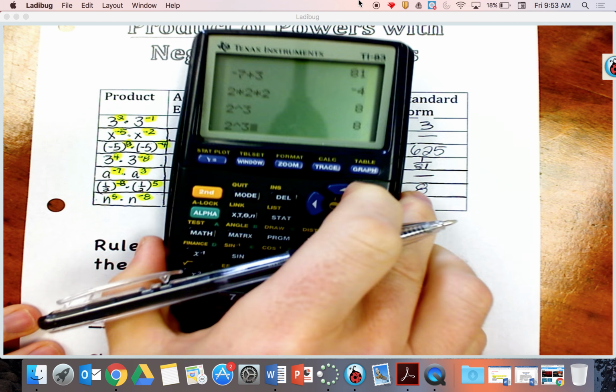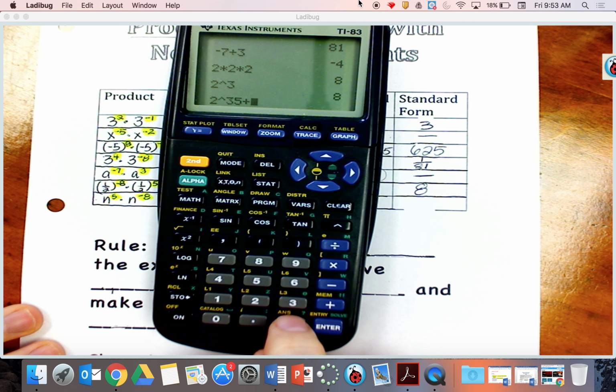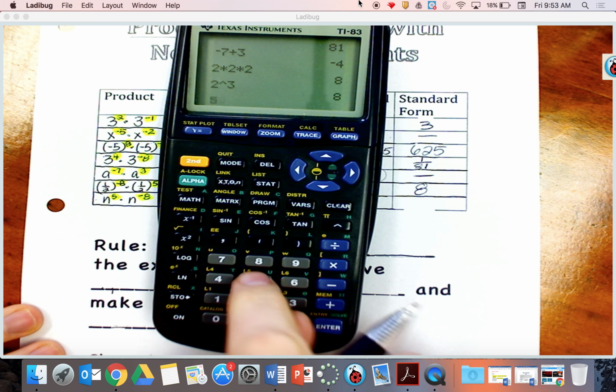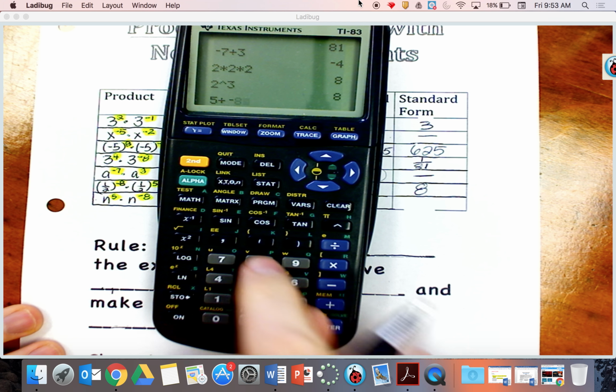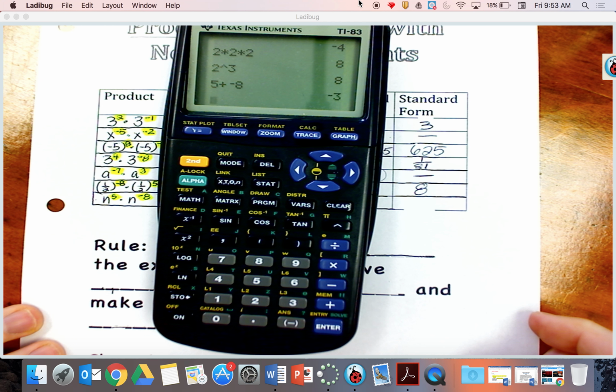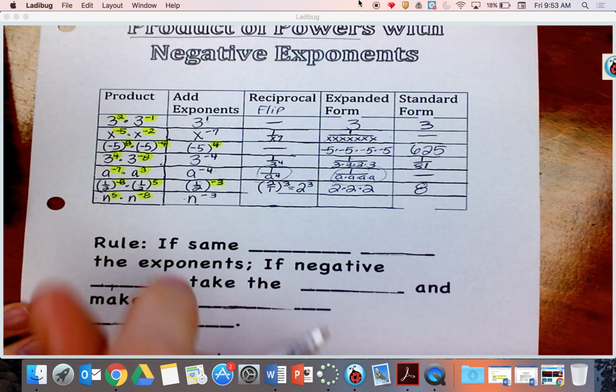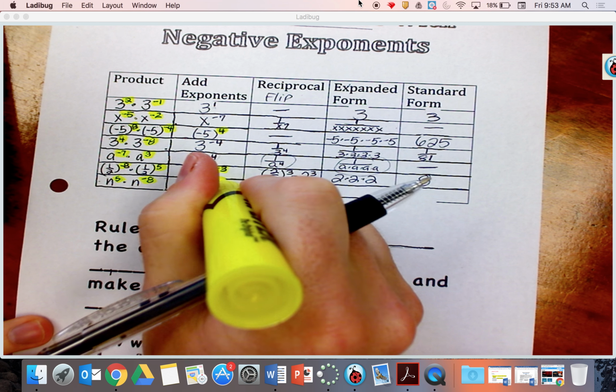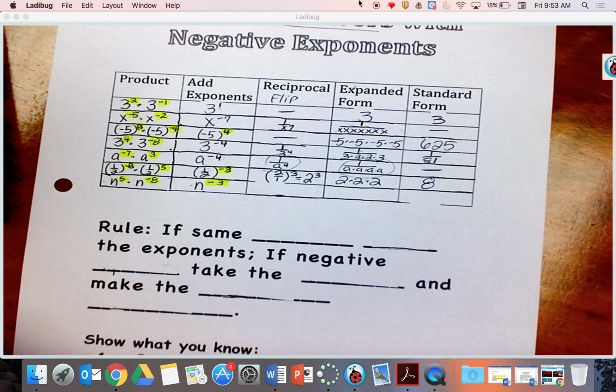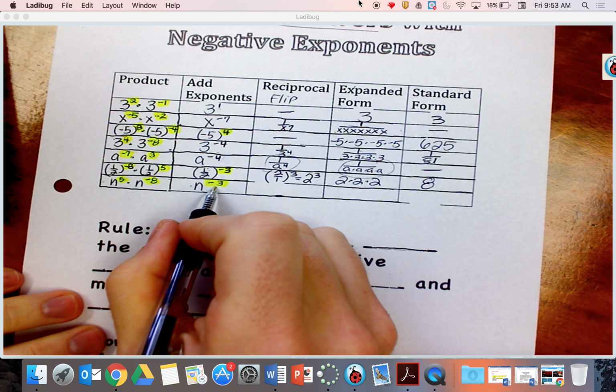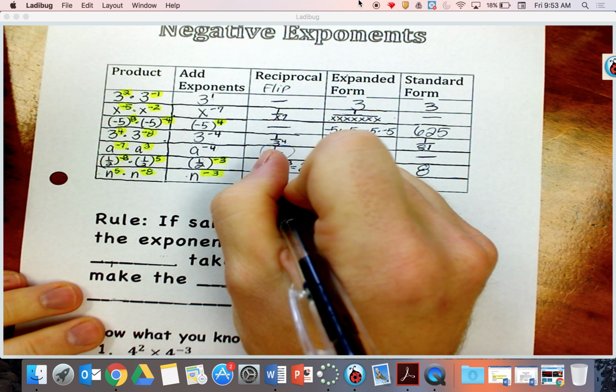I can put that right in there. 5 plus, oops, get rid of that. 5 plus a negative 8. You see, it gives me negative 3. So there's my exponent as a negative 3. Ooh, now that's the correct answer, but let's write it as a positive. So I need to get this exponent negative 3 a positive, so all I do is I take the reciprocal.